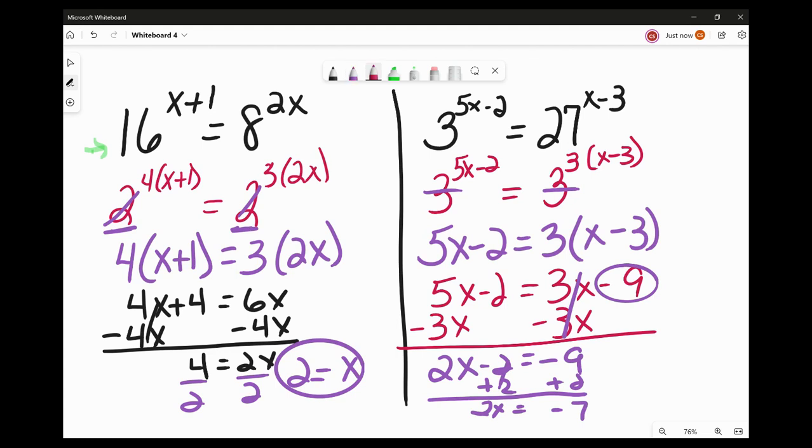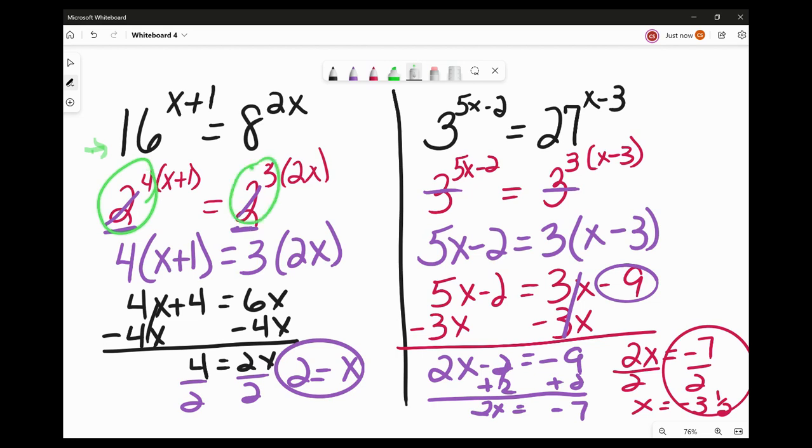And then to solve that, let me rewrite it here. 2x equals negative 7. And to solve, I would divide both sides by 2. So x equals negative 3.5 or negative 7/2. You could write it either way. And that's how you would solve that problem. So the important thing is coming up so that they have a similar base, okay? And then you just have to set the exponents equal to each other, but you cannot solve if they don't have a similar base.